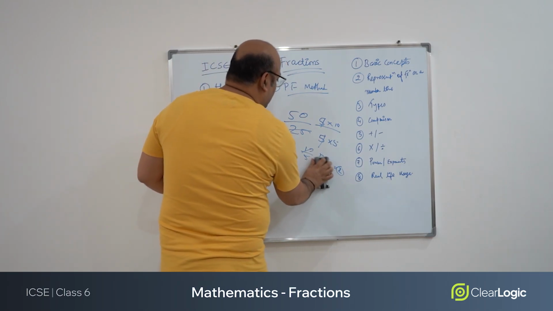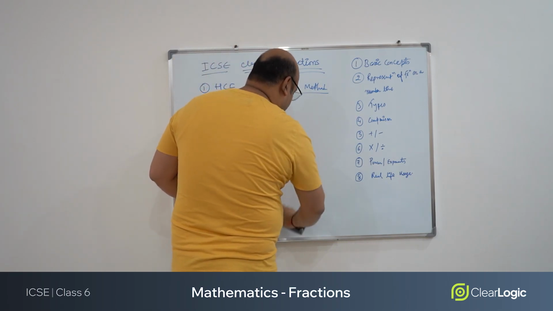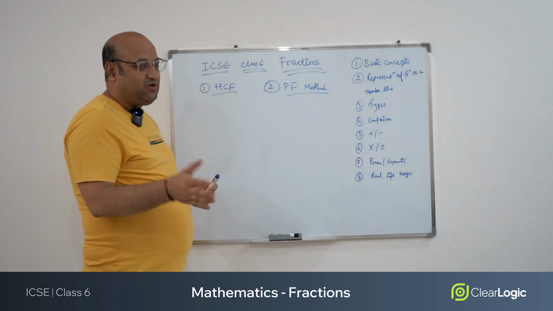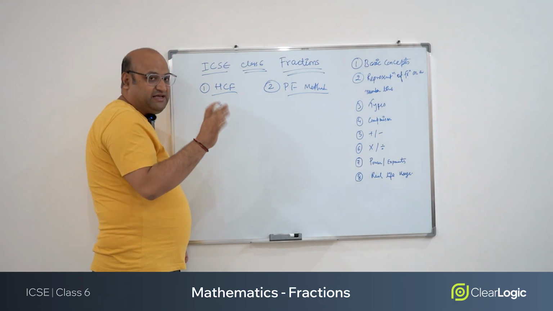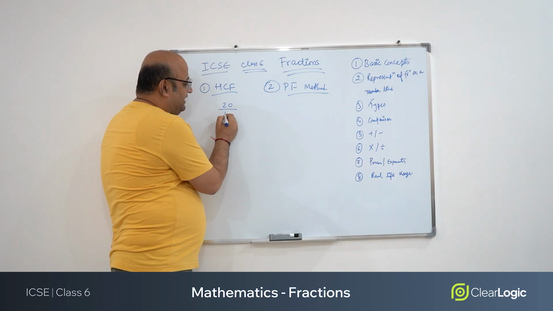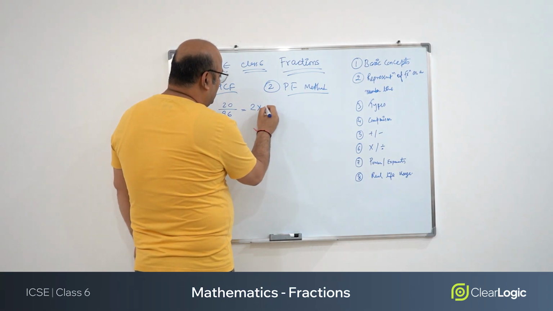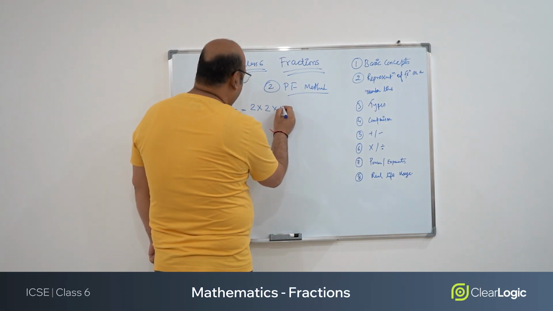So this is how you use the prime factorization method. First you find prime factors. Now coming back to the basics, using the expansion method. If we have, let's say, 20 and 96 here, we'll write prime factors of 20 as 2 into 2 into 5, right?